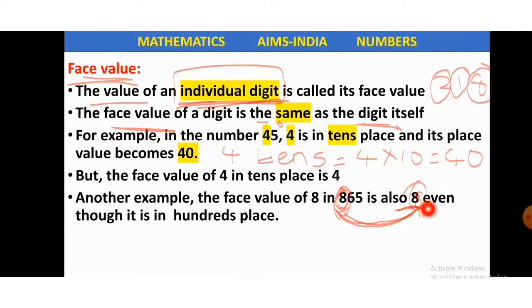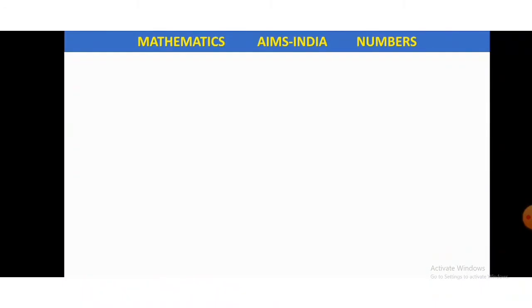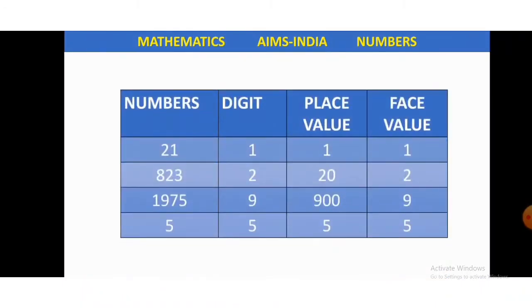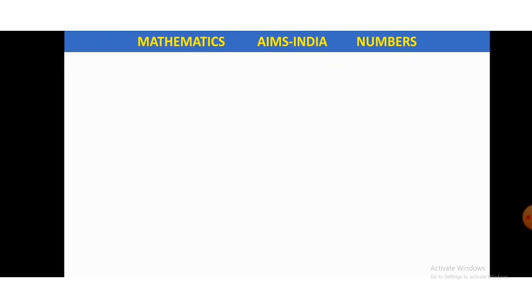Even though it is in the hundreds place. 8 is in hundreds place here, right? Even though 8 is in hundreds place, the face value of 8 is only 8. Nothing more. Just 8 here. I've put up this table for you, which will make it very clear about the difference between place value and face value. Let us solve this now.